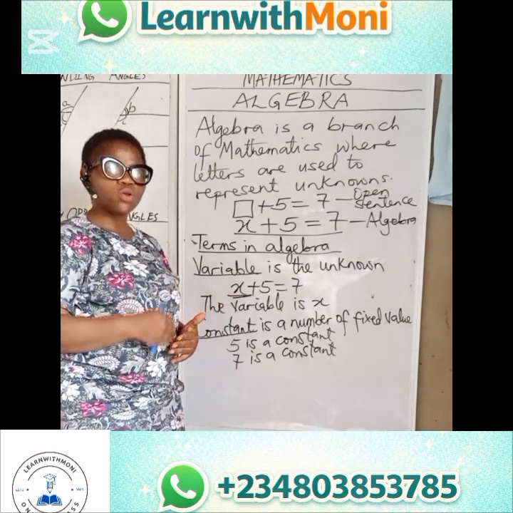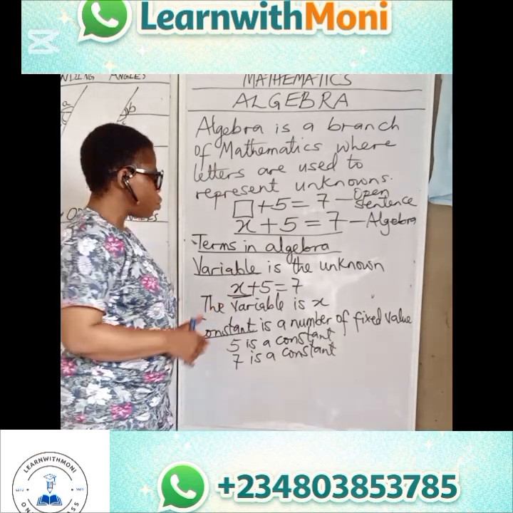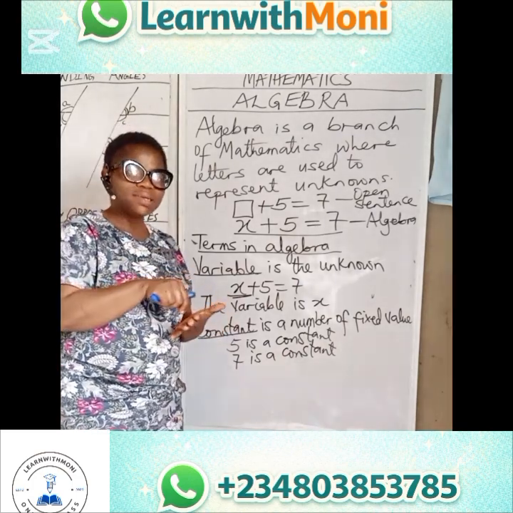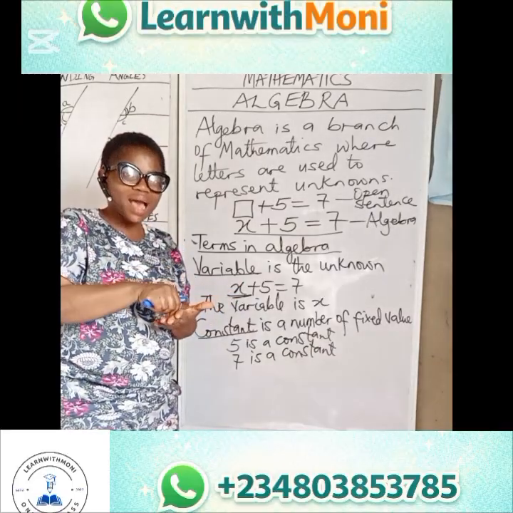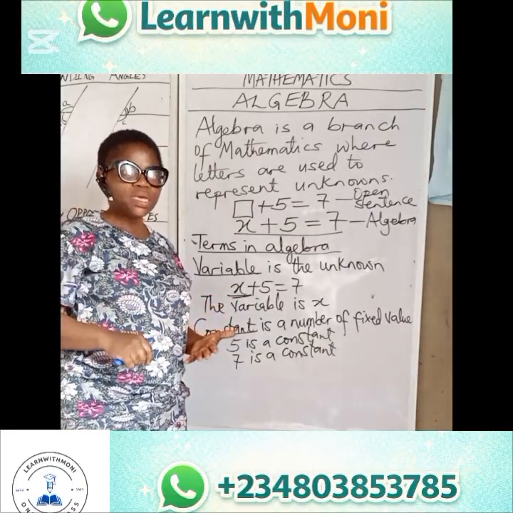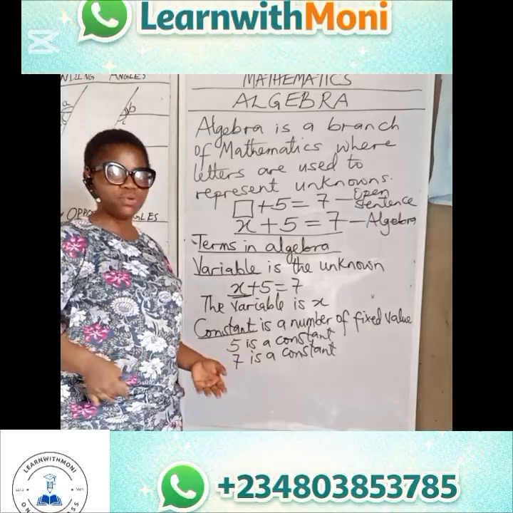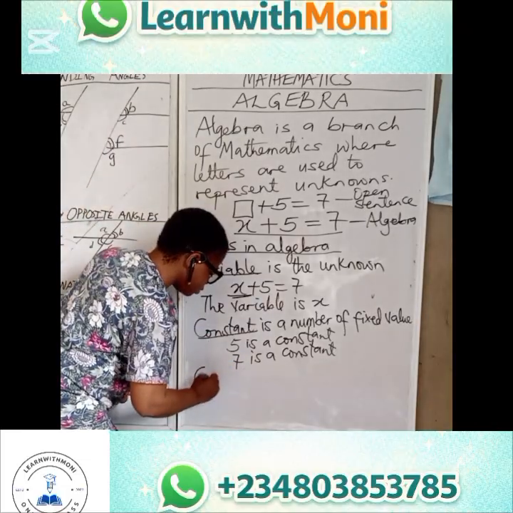There is what we call coefficient as well. Coefficient is the number standing beside the variable. It tells you the number of variable you have. Coefficient.